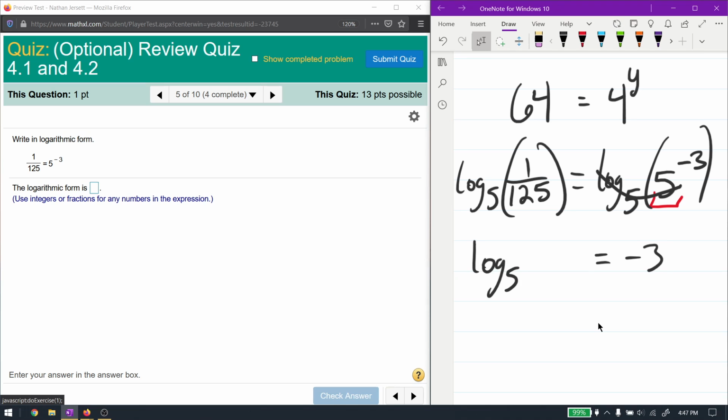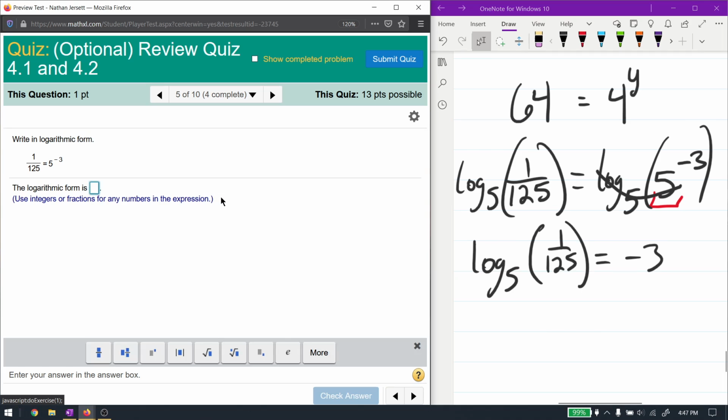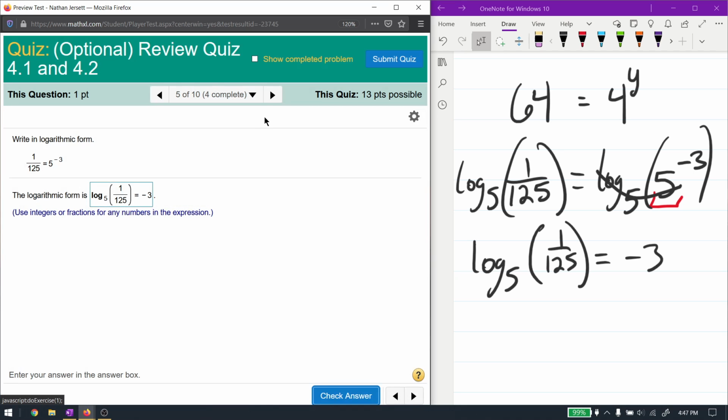And on the left-hand side, we have log base 5 of 1 over 125, and that is now logarithmic in form. So log base 5 of 1 over 125 equals negative 3. This font is very bad for this, because a lot of students will think this is a capital I. It is a lowercase l for logarithm. So don't make that mistake. That's correct.